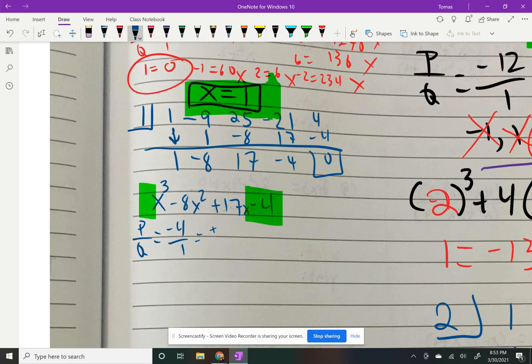So again, we're going to have plus and minus 1, plus and minus 2, and plus and minus 4. Right? So these are the factors of -4. So now all we have to do is go back to our calculator, type this in, and see which ones work. X squared plus 17x minus 4.